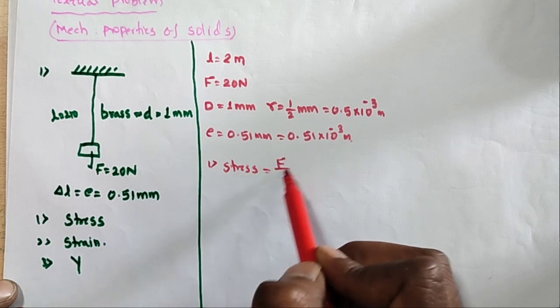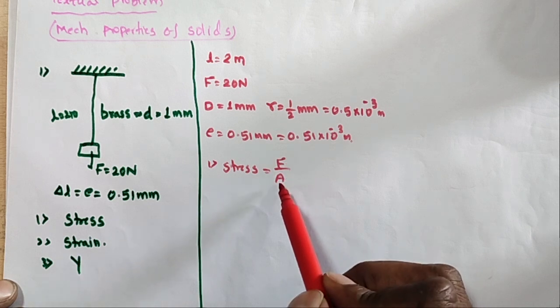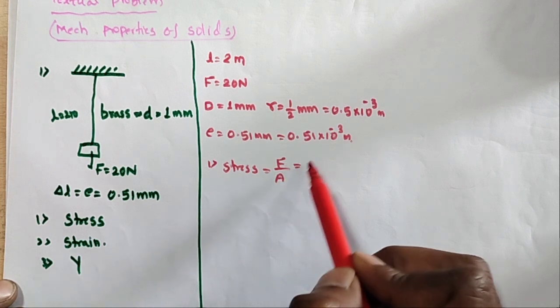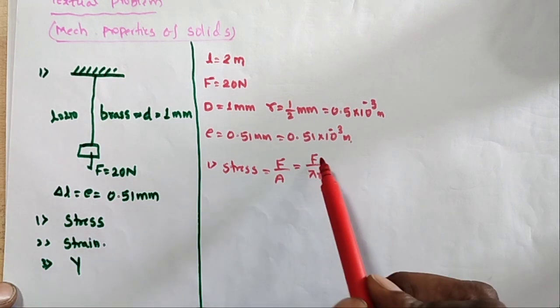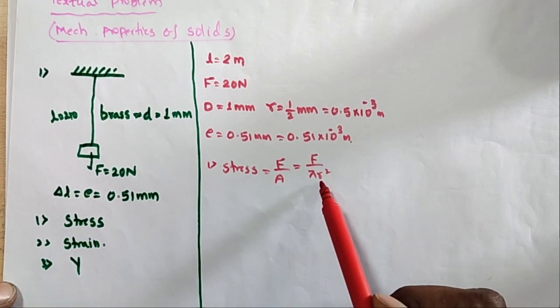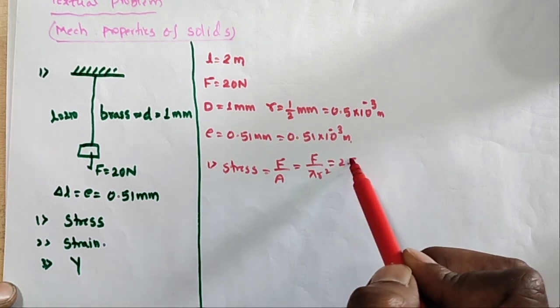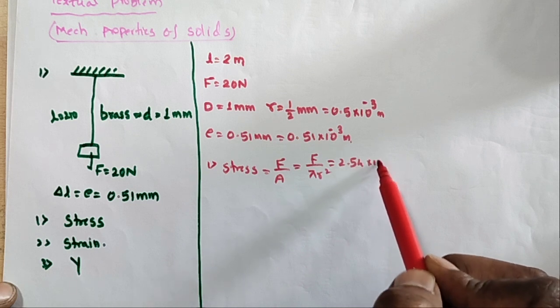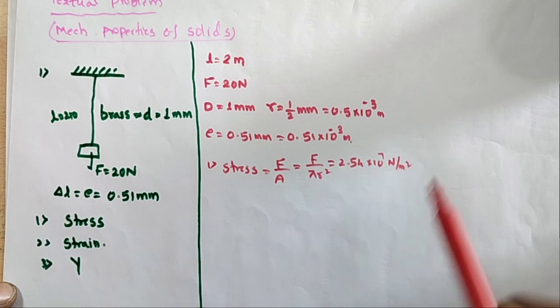Stress is equal to F by A, force per unit area. F is given, A is not given, but A is equal to pi r square, so stress is F by pi r square. We know F, we know pi, we know R. Please substitute in this one. Finally we can get 2.54 into 10 power 7 Newton per meter square.